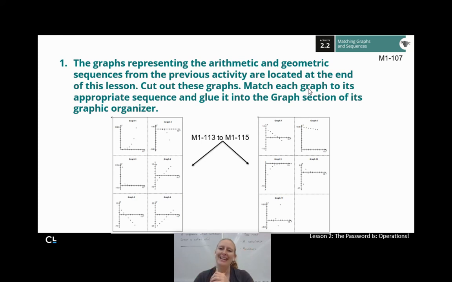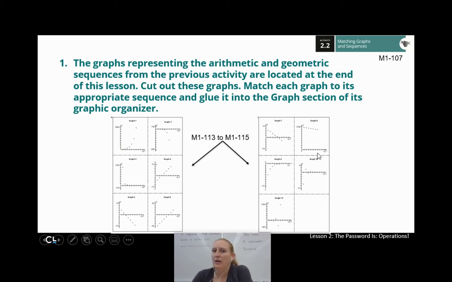So go ahead and hit pause, cut out your graphs, match them up with the appropriate sequence, use the tables, they help, and then go ahead and glue it into the graph section of the graphic organizer on those pages. Go ahead and hit pause, do all the work, it's a lot of work, and then hit play to keep going.